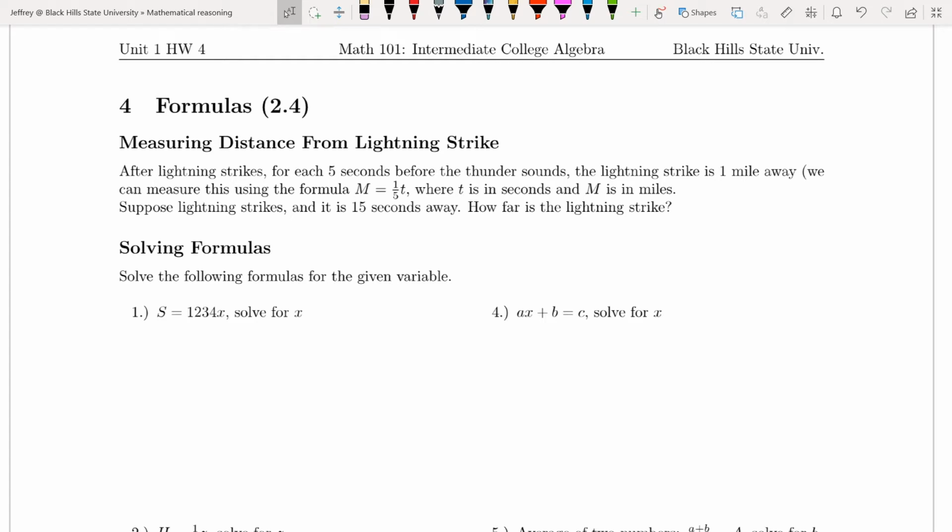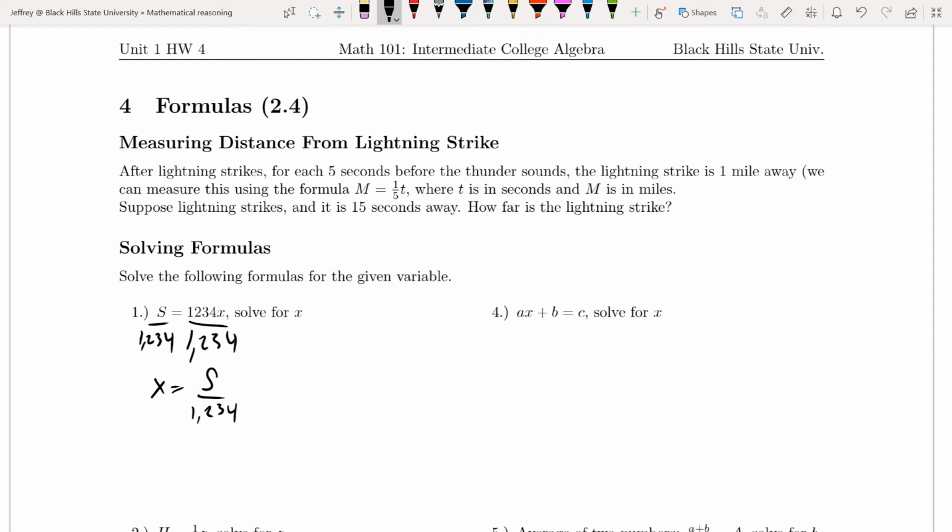For this first example, we're trying to solve for x. So all we need to do is divide both sides by 1,234, and that will give us x equals s over 1,234.